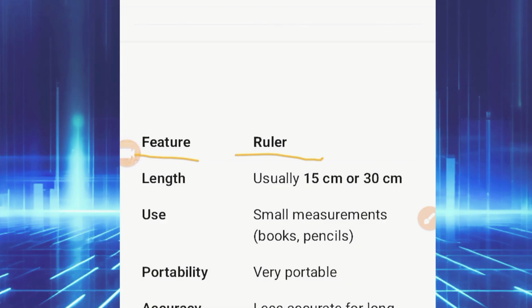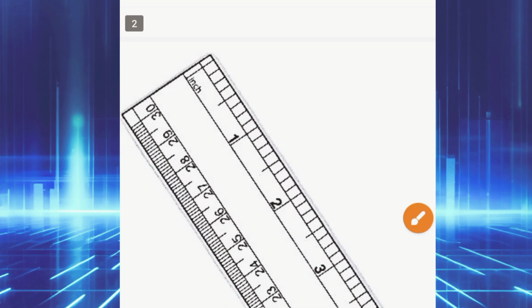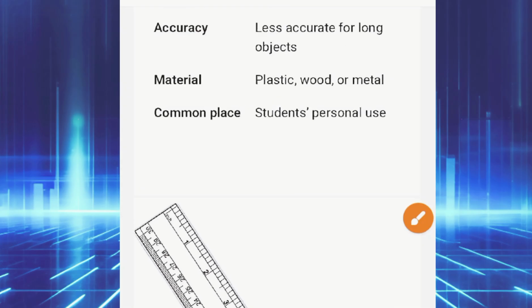And ruler is also portable. We have the plastic ones, the wood ones, the metal ones, commonly used by students and for personal use. So this is a ruler that we are talking about. If you look at ruler, you will see that it ends at 30 cm. So it is very short. You can see it there. So that is for ruler.